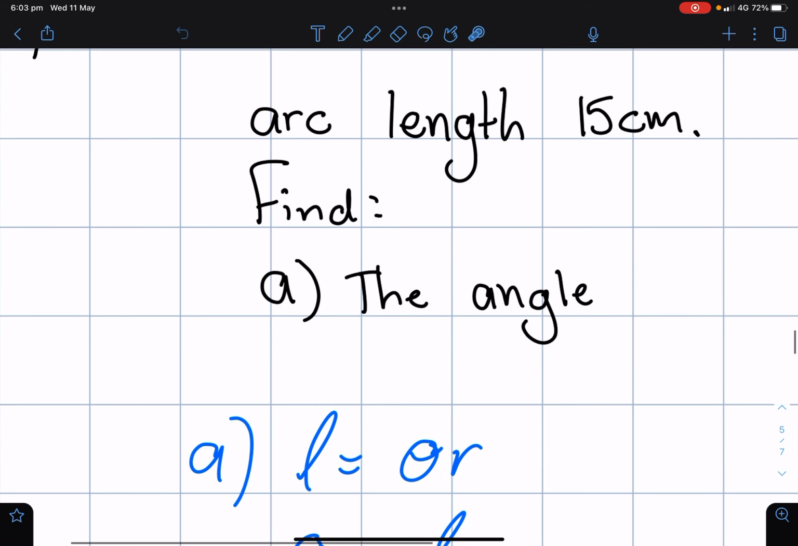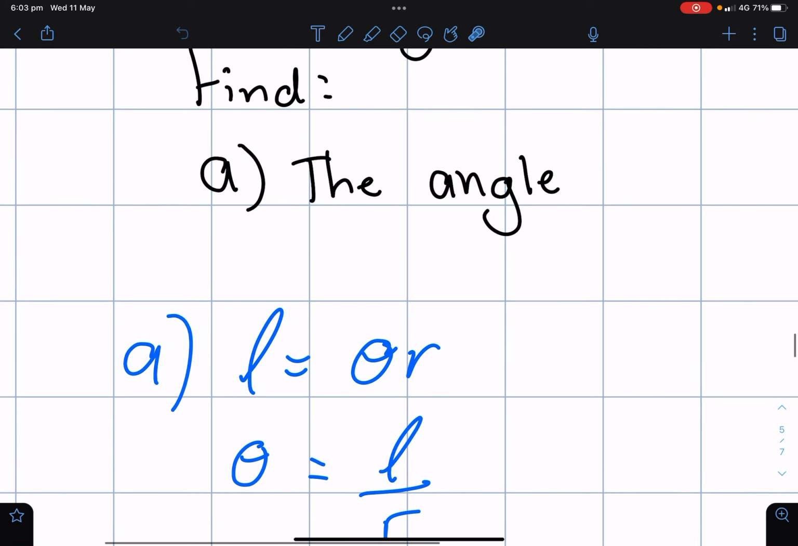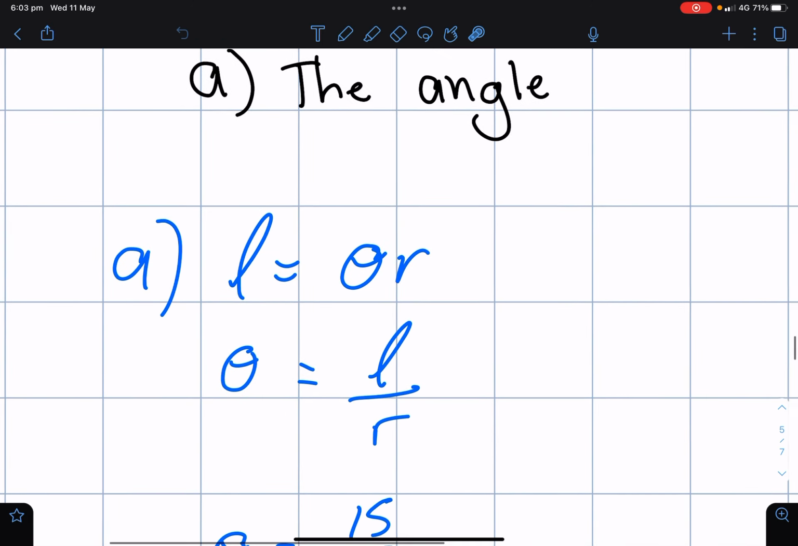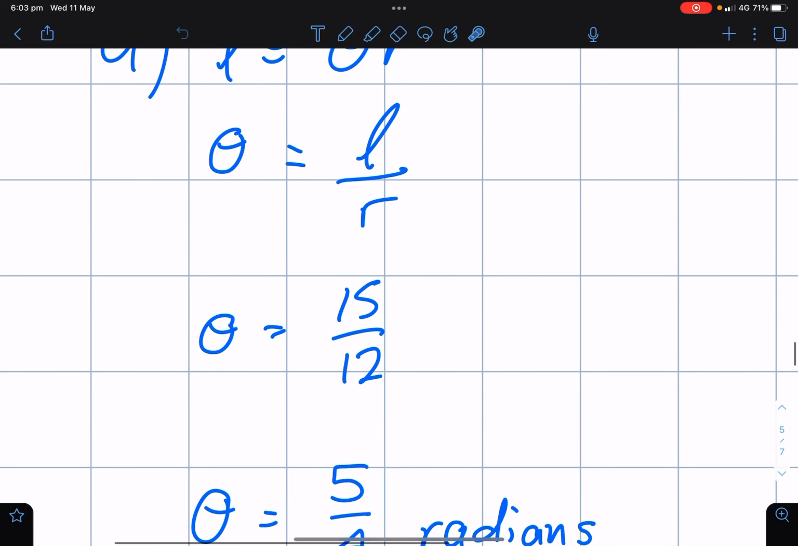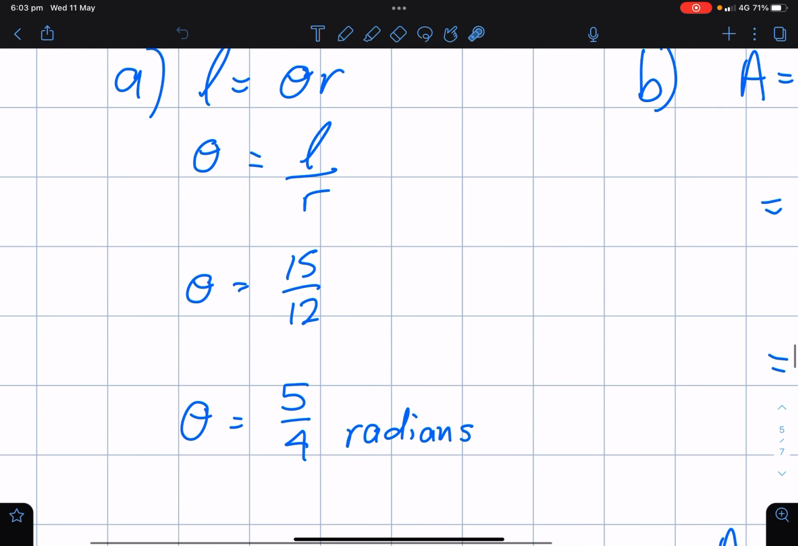So to find the angle, because we're using radians, L, the arc length, is equal to theta times r. That means theta is equal to the arc length over r, all right? That means theta equals 15 over 12. Theta is 5 on 4 radians, okay? Really making sure we're using those units.